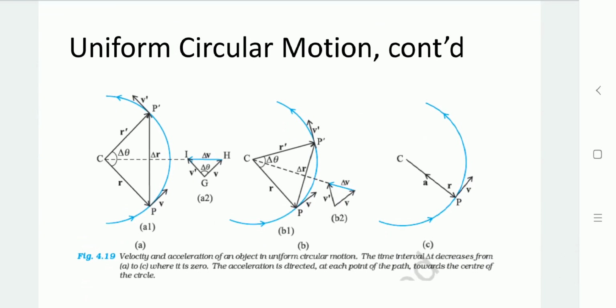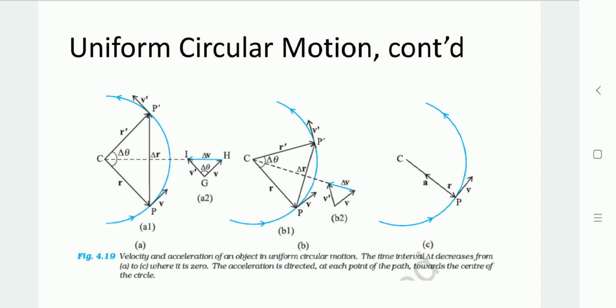Initially the object is at position P. At that point, its velocity is defined with the tangent component v. Now the object is moving in a circular path and reaches position P dash. At that time, it has the velocity v dash. From the center, the displacement vector of point P is r and of P dash is r dash. Both are apart by the angle delta theta.